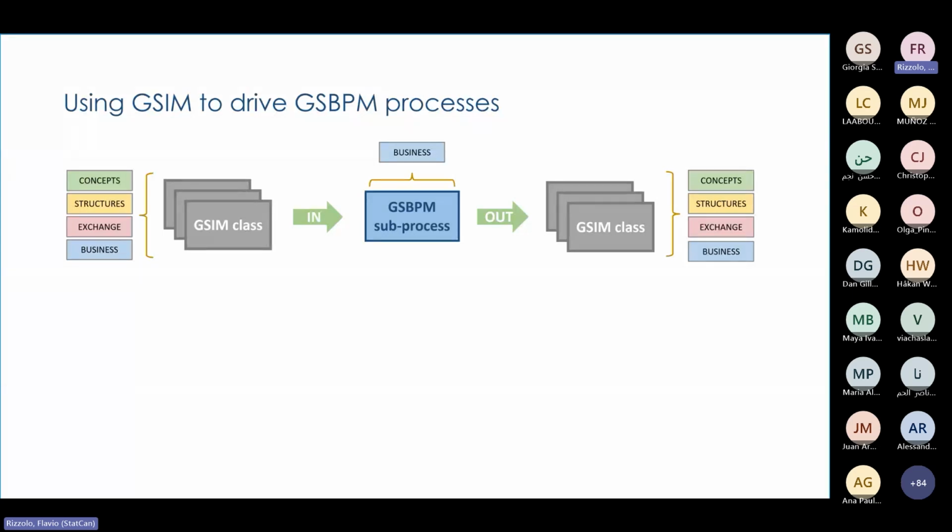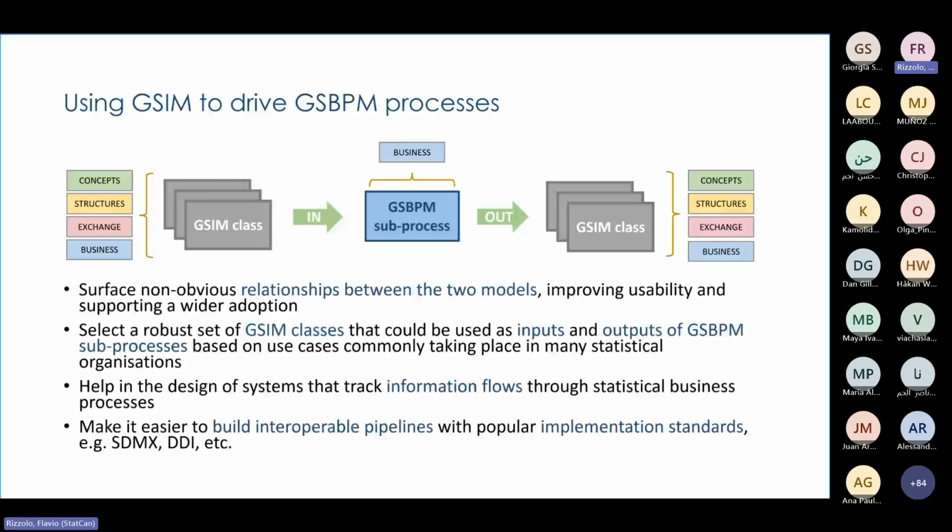So a few years ago, a task team of the supporting standard group looked at different ways of using GSIM and GSBPM together. And these are the things that we were trying to address. So first was to surface the non-obvious relationships between the two models, improving usability and supporting a wider adoption. The models were developed by different communities, so some guidance was needed to iron out, let's say, some wrinkles and fix some misalignment. So that was the first step, trying to make these two work together better.